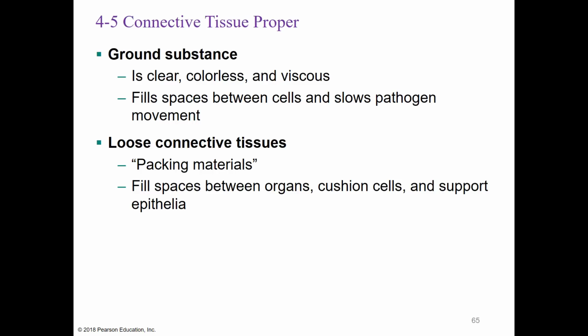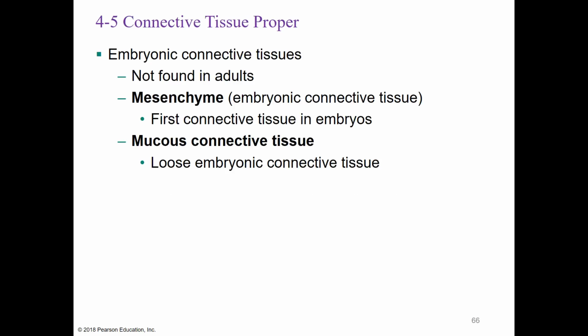So remember we said this is going to be a little bit squishy in texture. One example of loose connective tissue proper would be embryonic connective tissue, which is very soft. This is going to be found in the embryo, not in adults. The mesenchyme is an embryonic connective tissue. That is the first connective tissue to appear in the embryo, and it's going to give rise to all the other connective tissues.